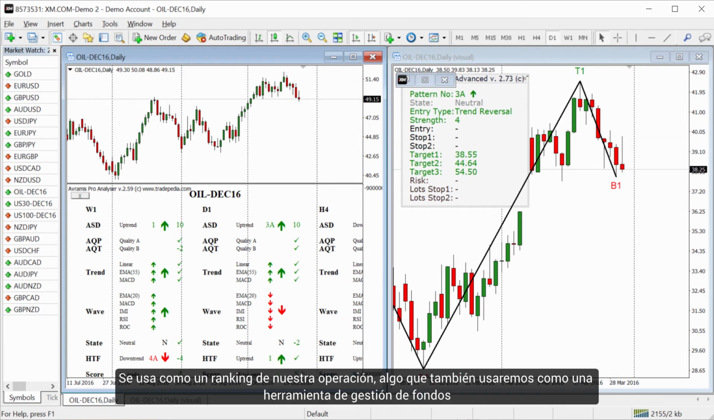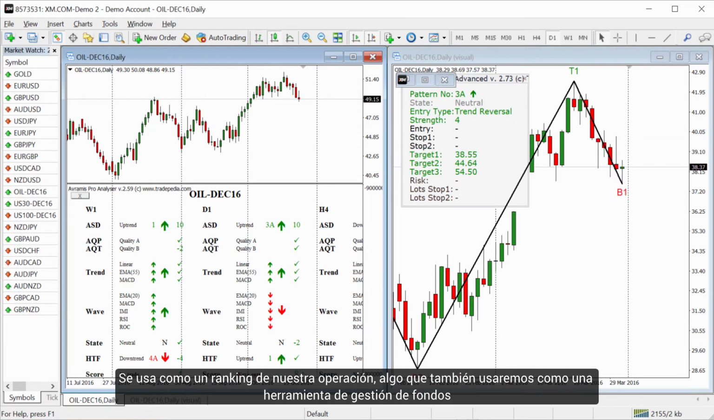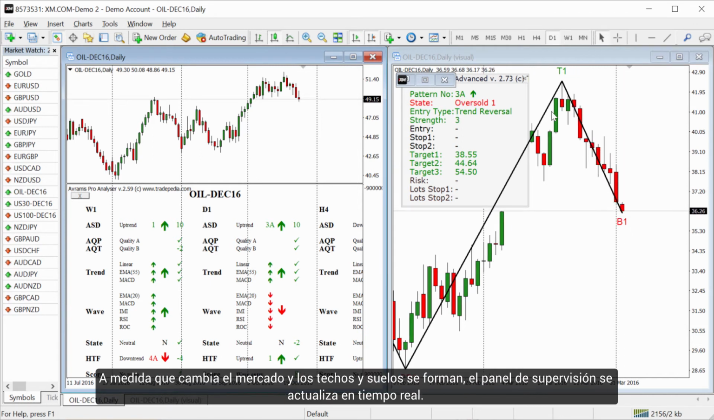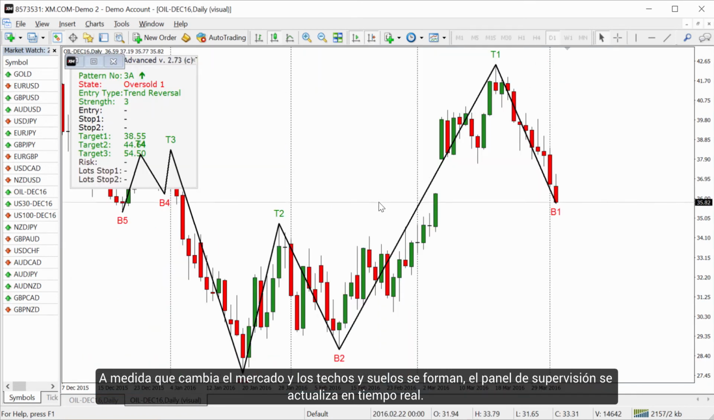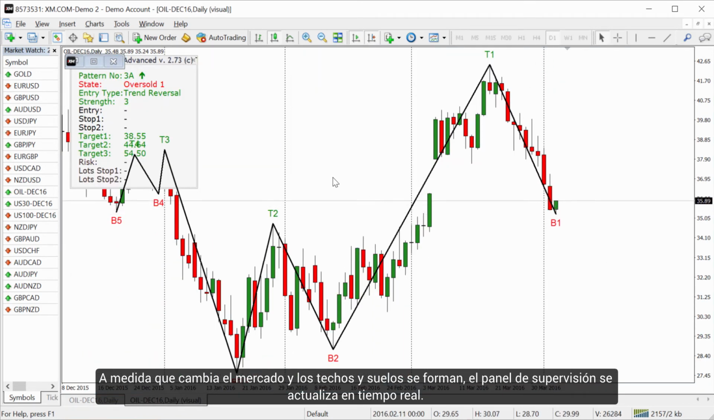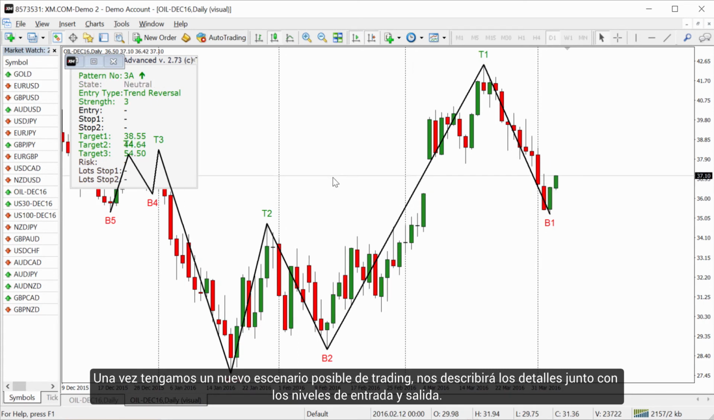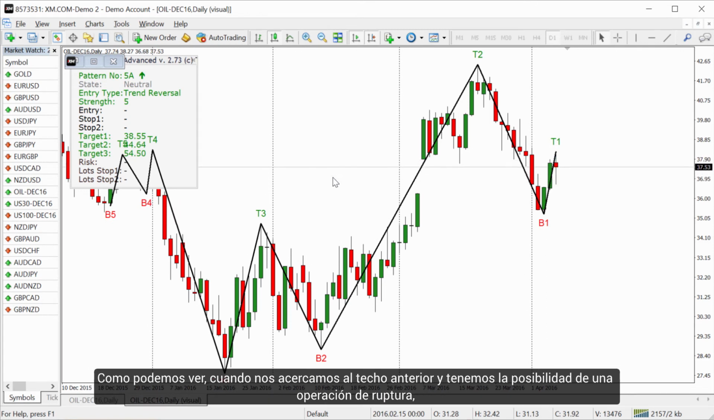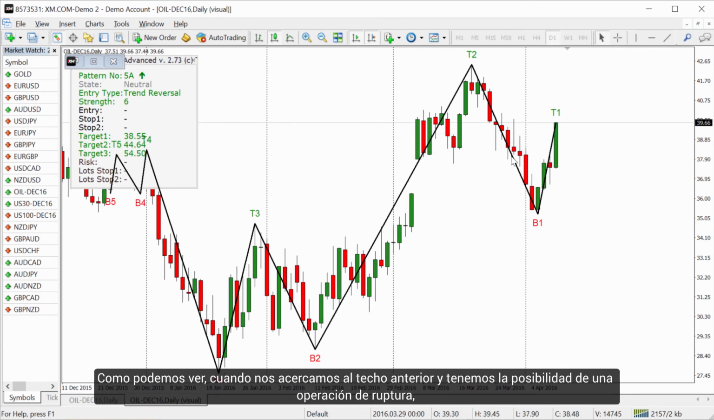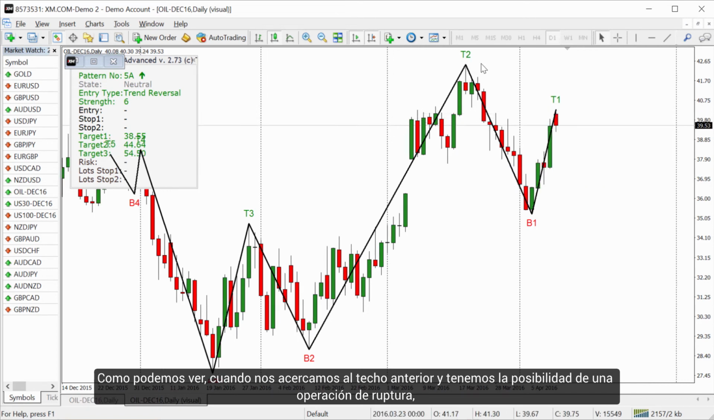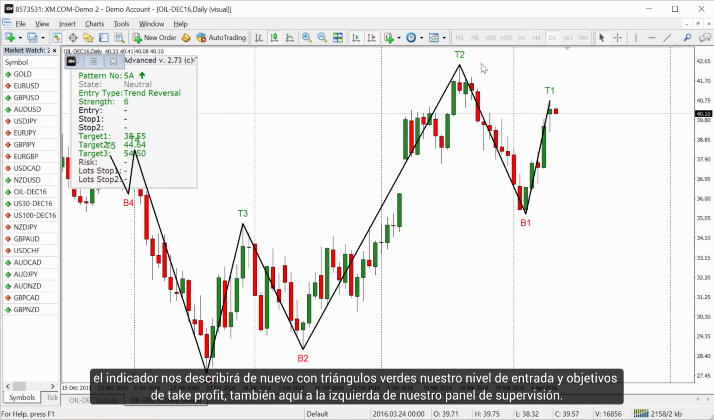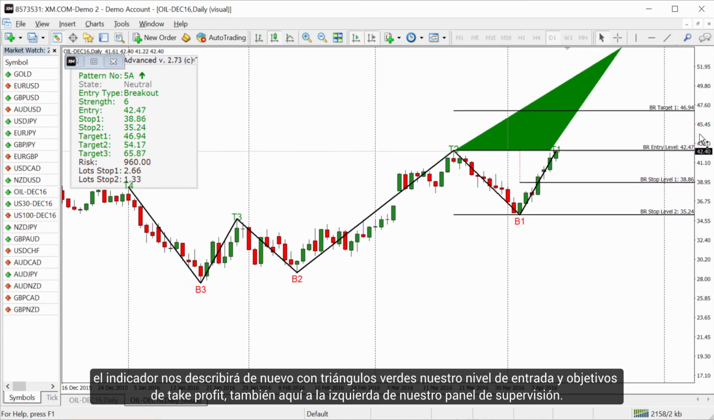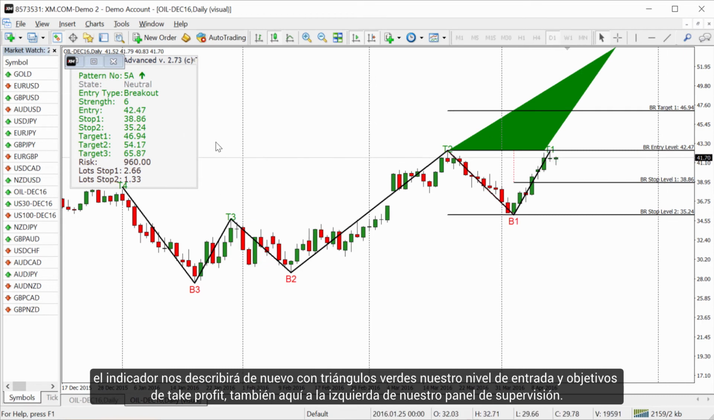Now this is used as a ranking towards our trade, something that we will also use as a tool of money management, as we will see. Now, as the market is changing and tops and bottoms are being formed, the monitor panel is updating in real time. Once we have a new possible trading scenario, it will outline to us the details along with the entry and exit levels. As we can see, once we get close to the previous top, and have the possibility of a breakout trade, the indicator will outline to us with the green triangles again our entry level and our take profit targets. Also here in the left of our monitor panel.